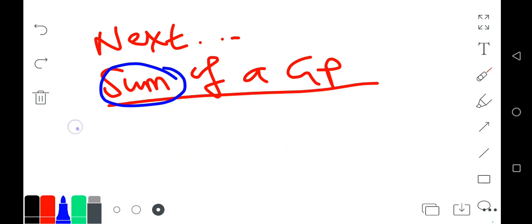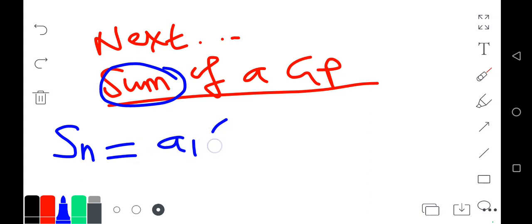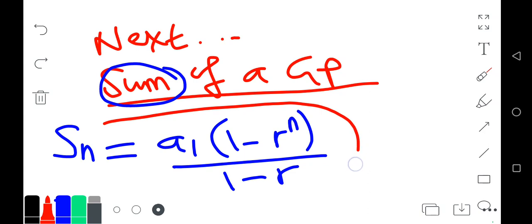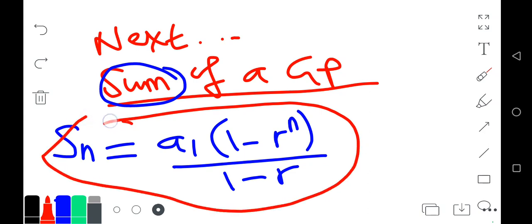The formula says the sum of n numbers equals a_1 open bracket 1 minus r to the power n close bracket, divided by 1 minus r. We will come and talk about this formula and how to apply it.